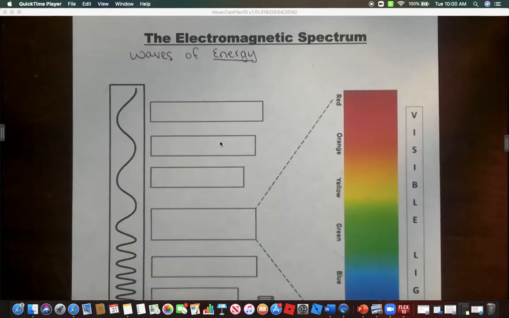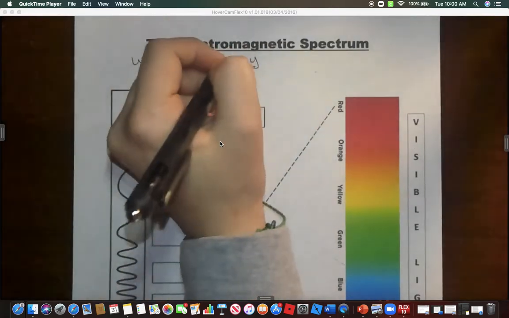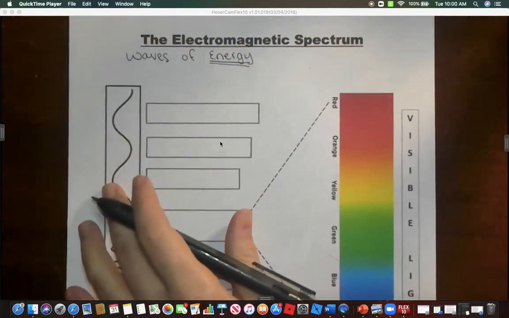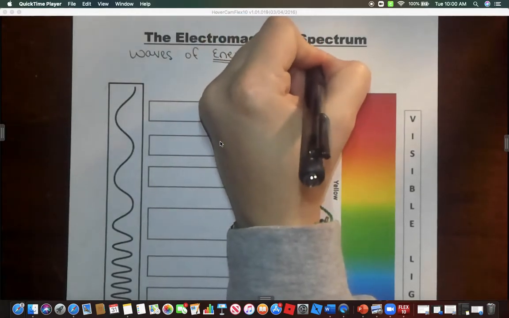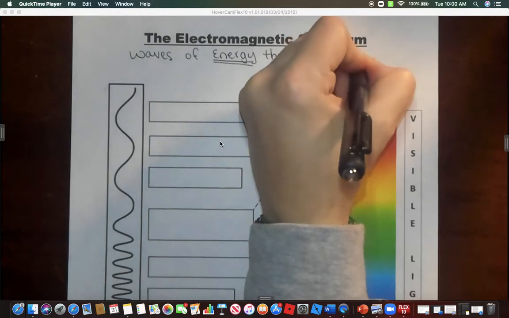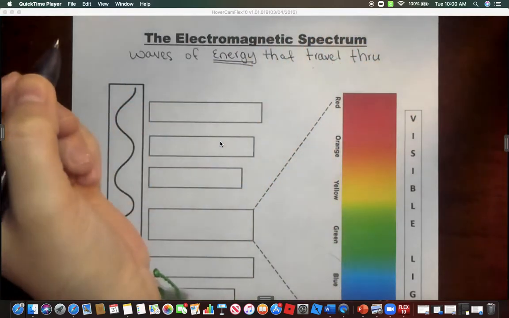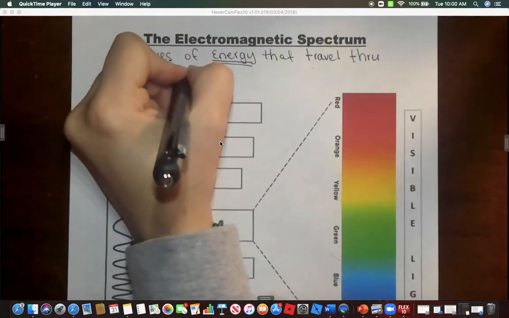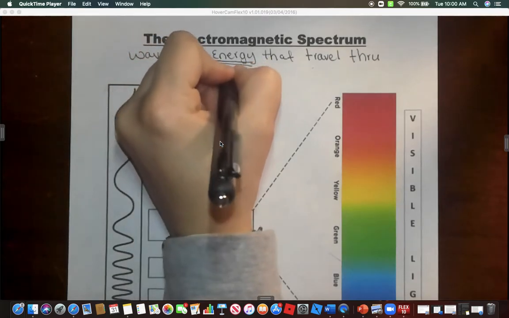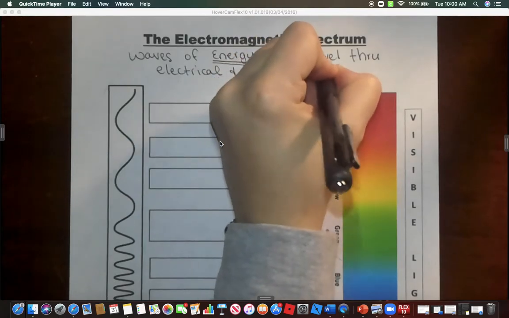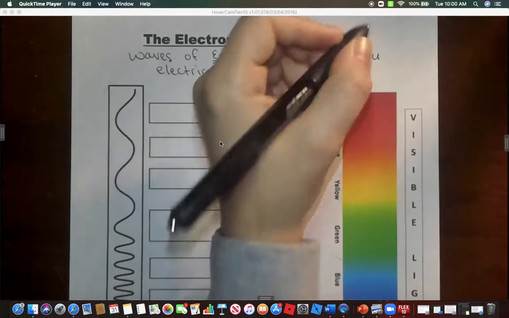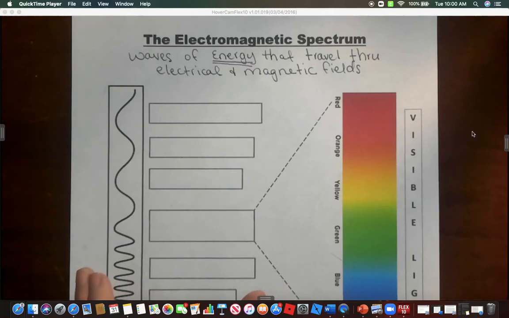Hey everybody, talking about the electromagnetic spectrum today. The electromagnetic spectrum is going to be made up of waves of energy that travel through electrical and magnetic fields. Okay, we see these every day in our lives, and we also see them in our study of space.